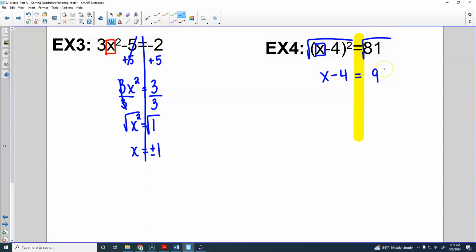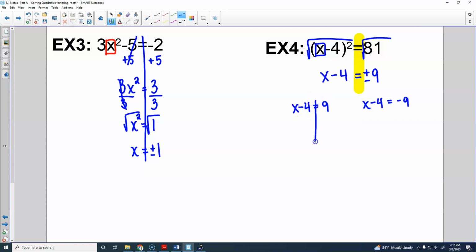What's the square root of 81? 9. But I just took the square root of both sides. So what do I have to put with that 9? Plus or minus 9. Now, here is what this means. This means you really have two equations that you're dealing with here. You've got x minus 4 equals positive 9, and you also have x minus 4 equals negative 9. So once you have a plus or minus in the problem, you need to break it apart. It's going to be two separate answers.